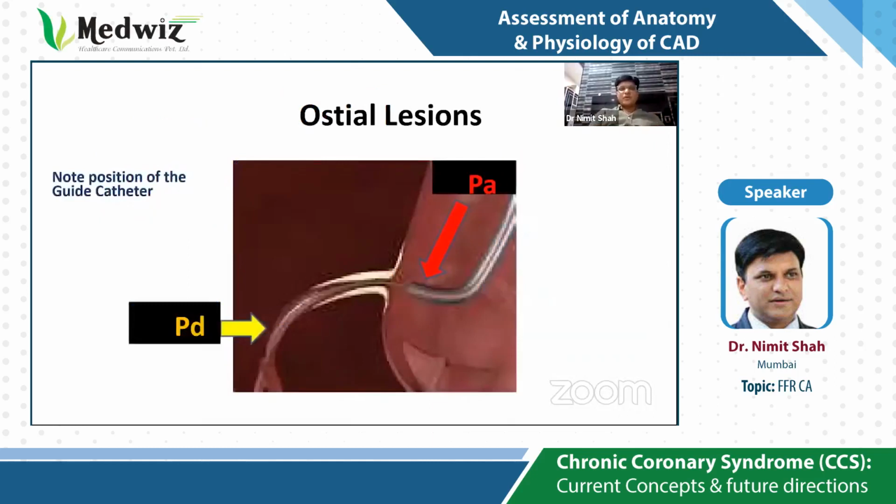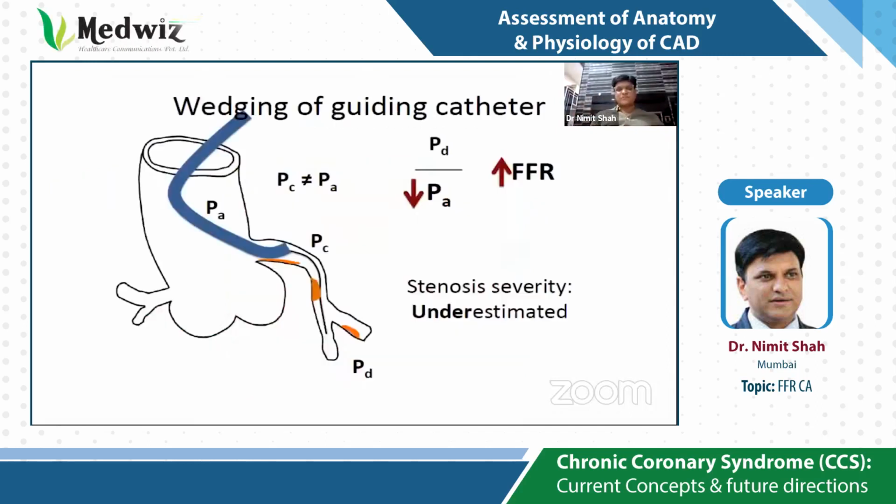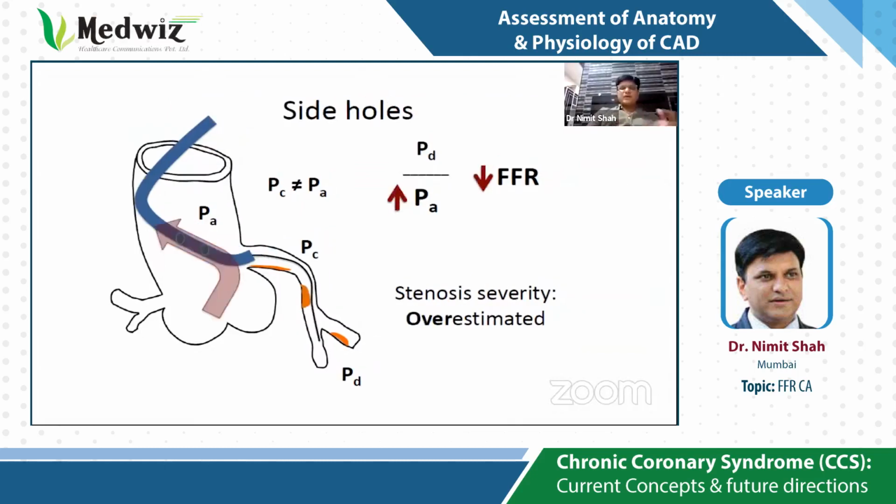Again, in ostial lesions, it's very important to take the guide out, hang it in the aorta, and normalize in the aorta rather than in the ostium. They are very basic but important steps. Wedging of the guide catheter is very important. You look at your dicrotic notch. If you're not getting a dicrotic notch in your aortic measurement, you'll get a false result. So your basic pressure tracing assessment is very important. If you're using guides with side holes, then stenosis would be severely overestimated, so you shouldn't be using FFR. You wouldn't be able to have an accurate FFR measurement.